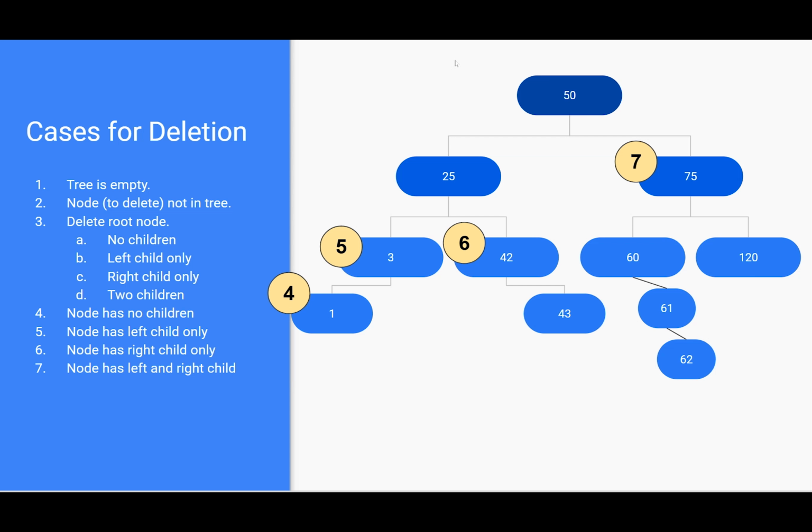We want to delete 75, so we go to the left and then all the way to the right until we can't find anything else to the right. And we move it up. Now our tree is still in order, and the node that we were trying to delete doesn't exist anymore.